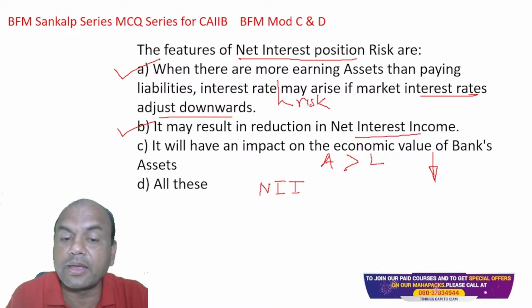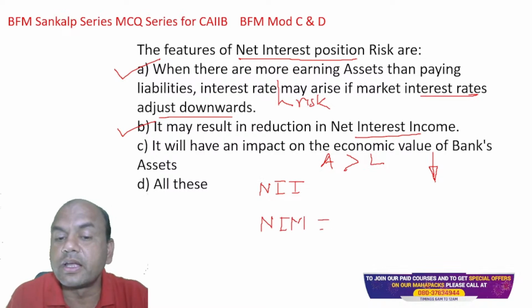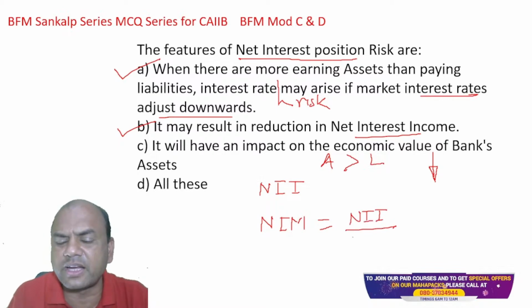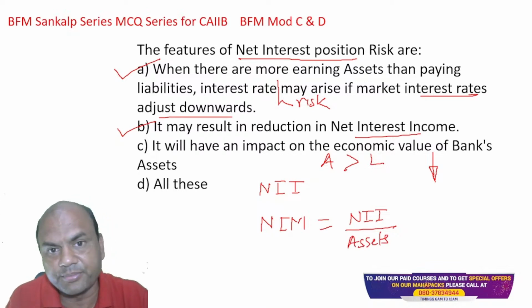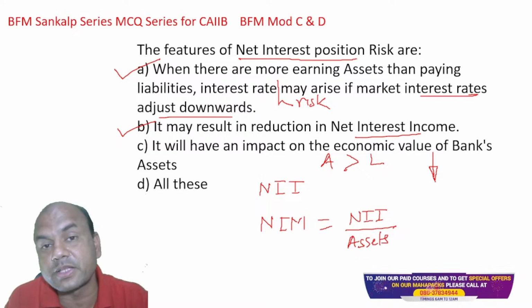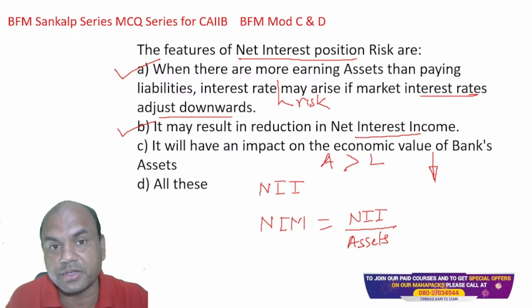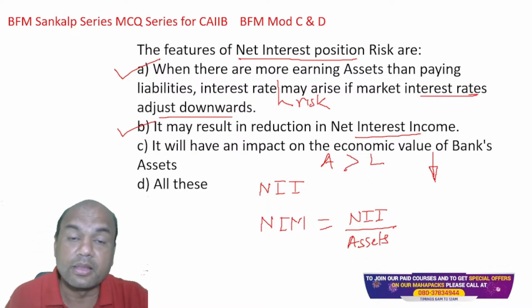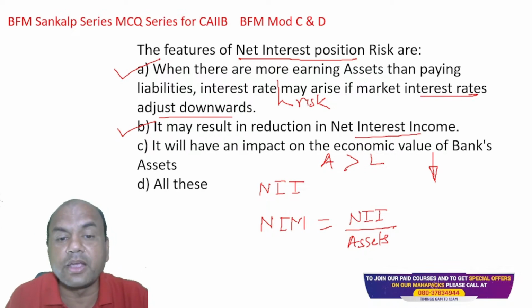Okay, and NIM. What is the difference between these two? NIM equals NII upon earning assets. Actually, you can write it as assets also, but it's actually earning assets, not NPA ones. Okay. So this is NIM, and NII means net interest income, the difference between your liabilities and asset products. Okay. That interest earning will have an impact on the economic value of the bank's assets, right?